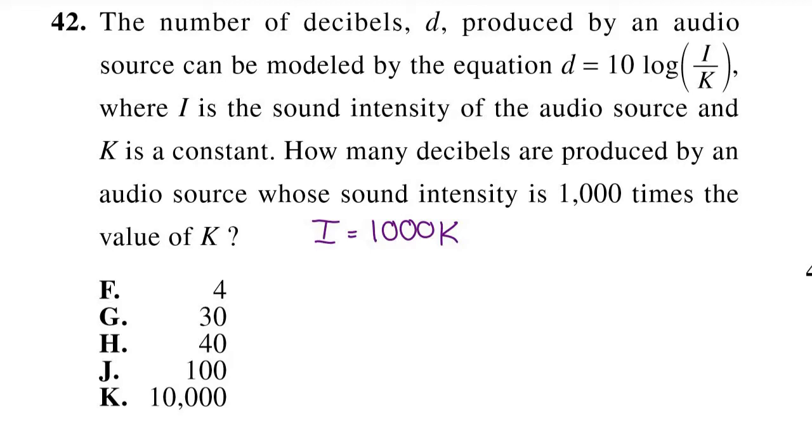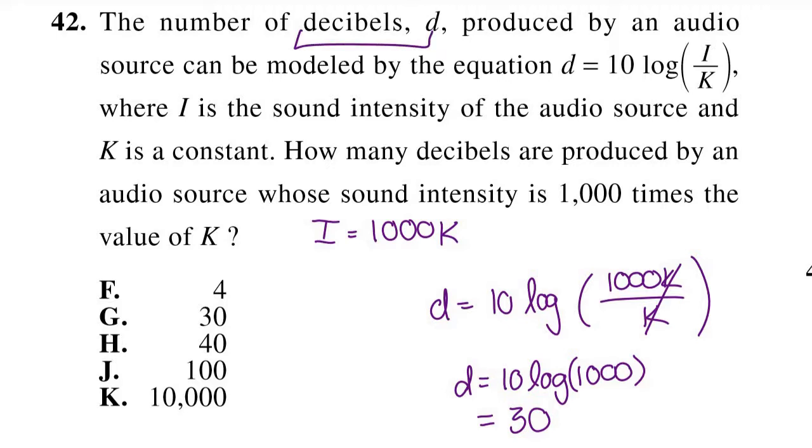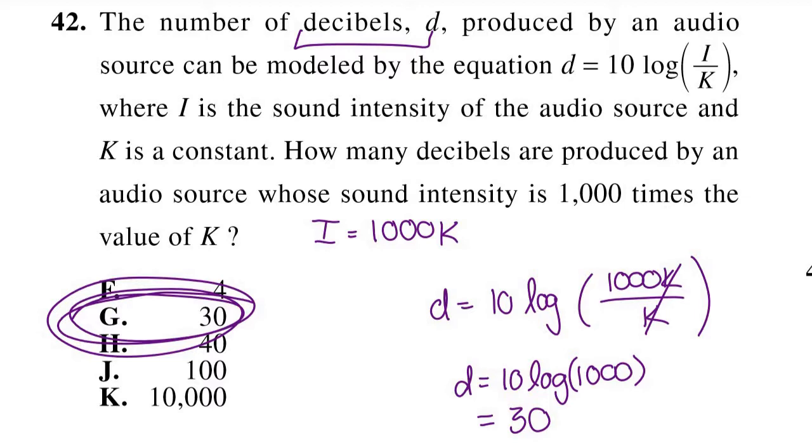We can plug that into our equation. D equals 10 log 1,000 K over K. Our K's cancel, so we get D is equal to 10 log of 1,000, which we can type in our calculator, and we get 30. So we know that our decibel is equal to 30. So that would give us answer choice G as our correct answer.